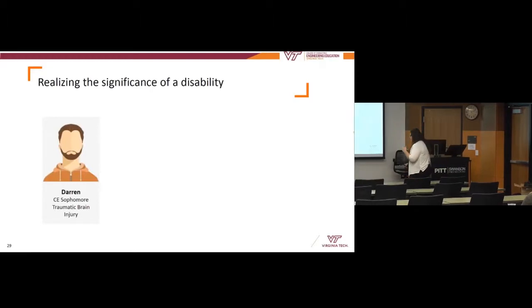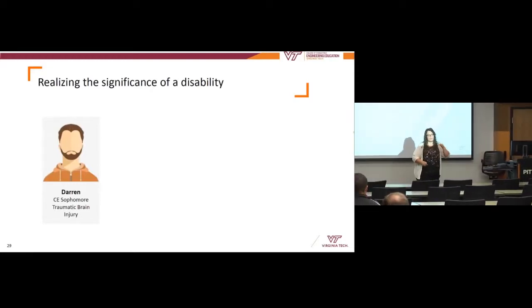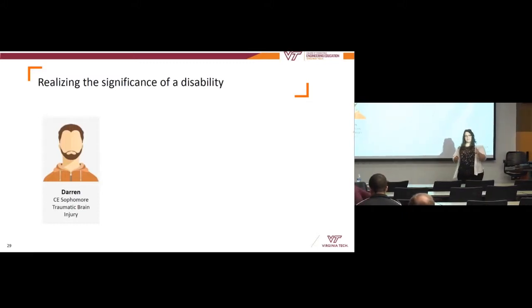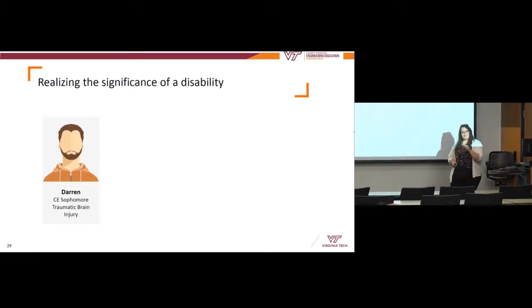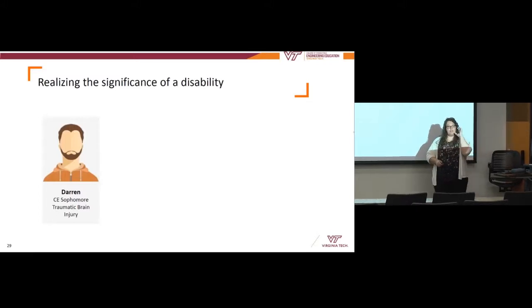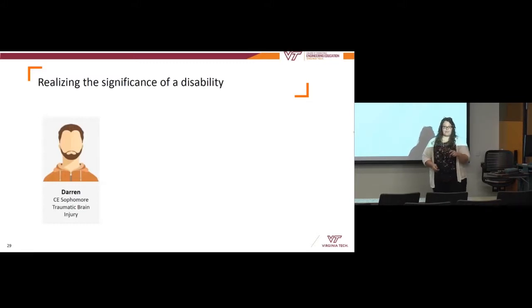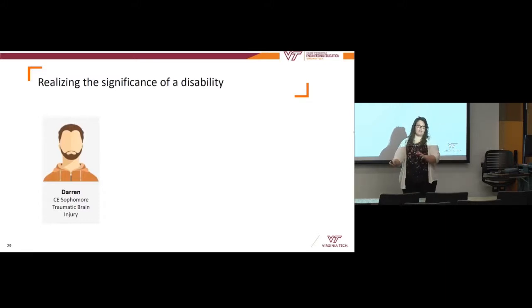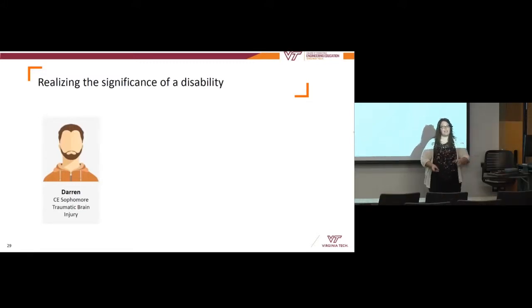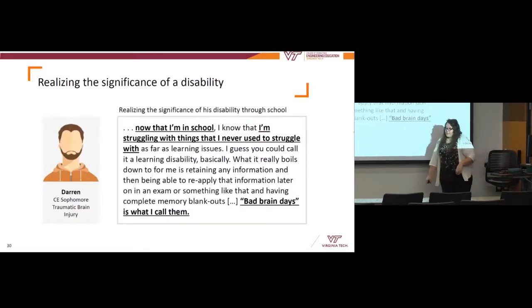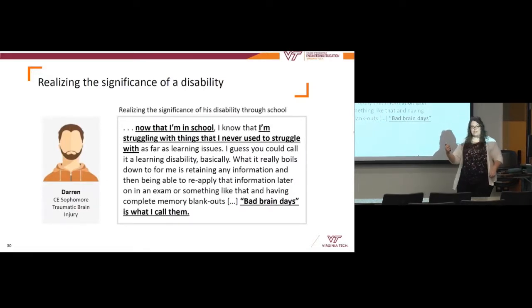So one thing too, going towards this more intermittent, gradual disability dimension, we have Darren, who is a civil engineering sophomore. He's a non-trad. He's actually a veteran, and he suffered a traumatic brain injury while he was at war. He said, I was in a bombing, our vehicle hit a landmine and exploded, and I thought I was fine. I got knocked out, but I got up, I was fine. Everybody was okay. But then he started to realize the significance of his disability once he started school.